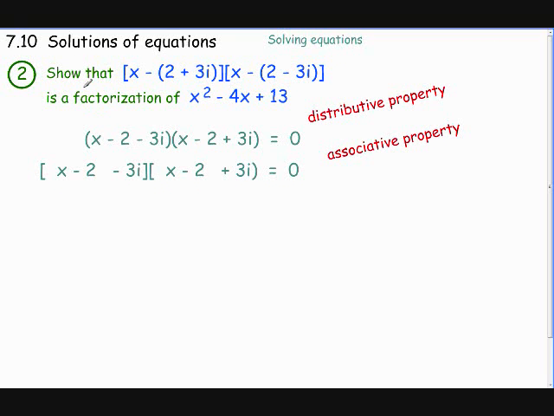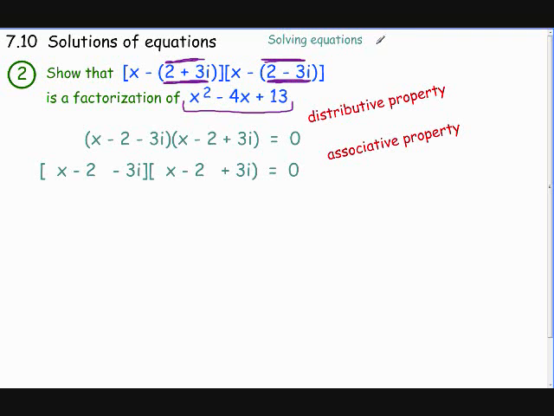Here's an interesting one. Show that x minus this times x minus its conjugate, oh, I like that, is the way you would factor this trinomial. Wow, so we are going to have a complex number as part of our factoring.